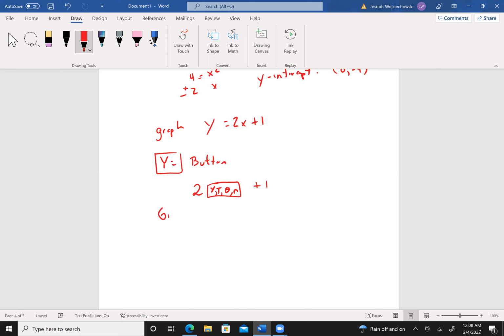Then you hit your graph button. And you should get a line about like that. And there it is. That's it.